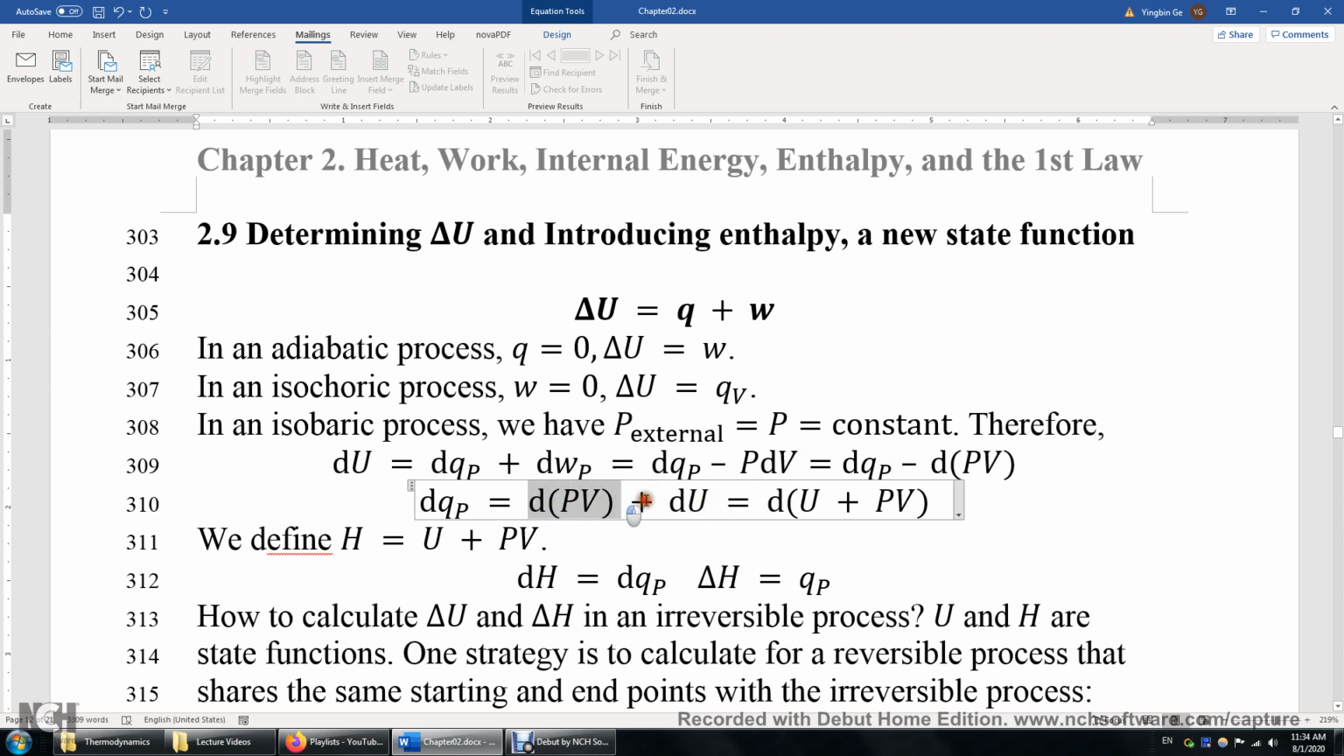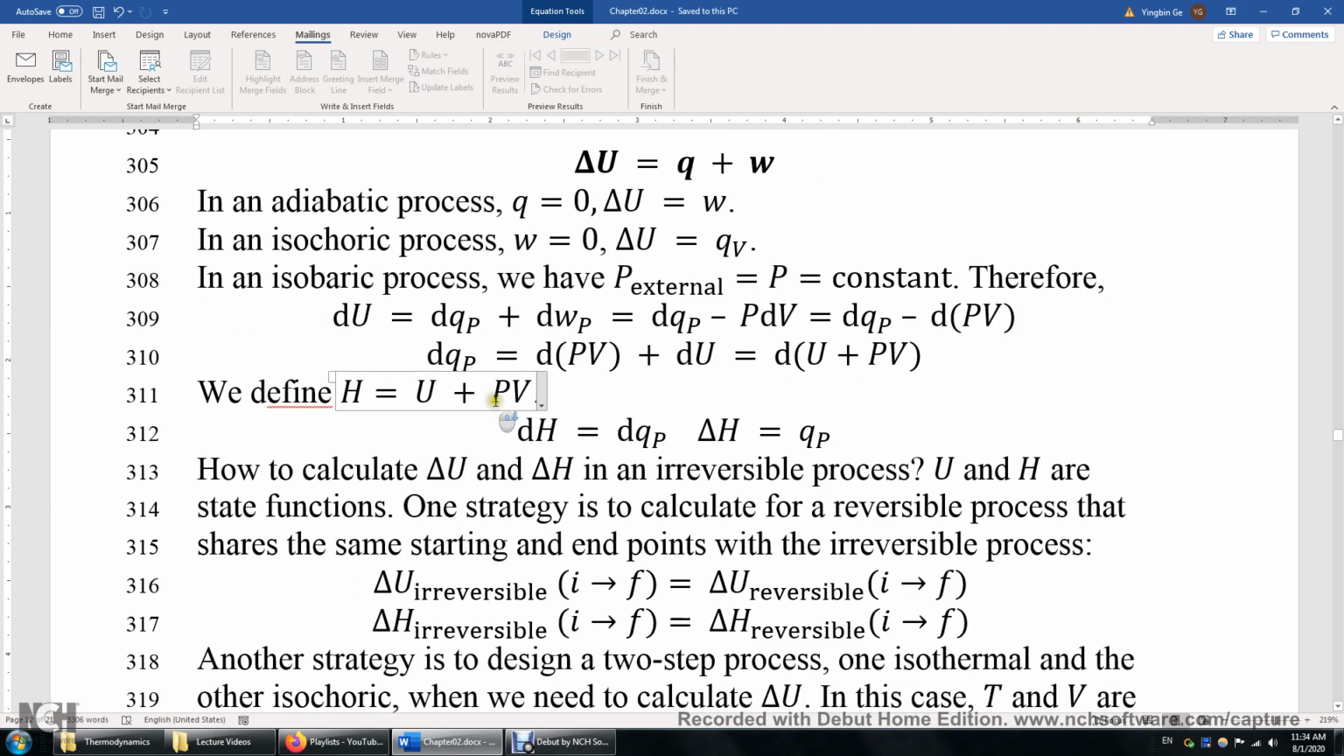Now we have the sum of two exact differentials. We can put them together. It's going to be just the differential of U plus PV. So now you can see, in an isobaric process, this dqp is equal to the exact differential of U plus PV. For convenience, we just define a new state function to be the sum of U and PV. That state function is enthalpy H. Therefore, dH is equal to dqp, delta H is equal to qp.